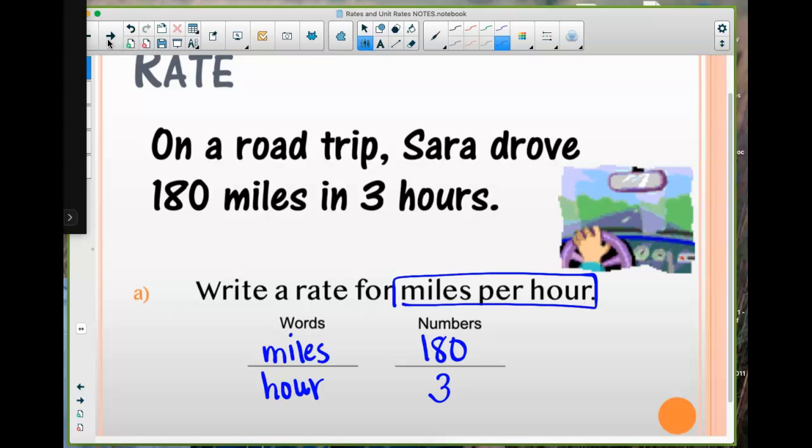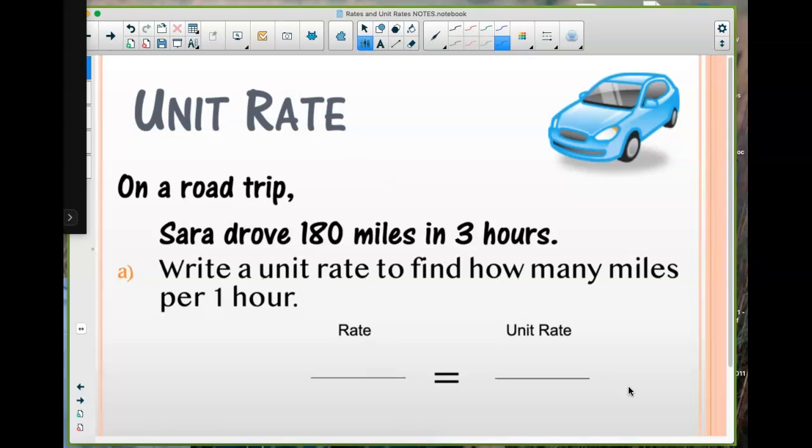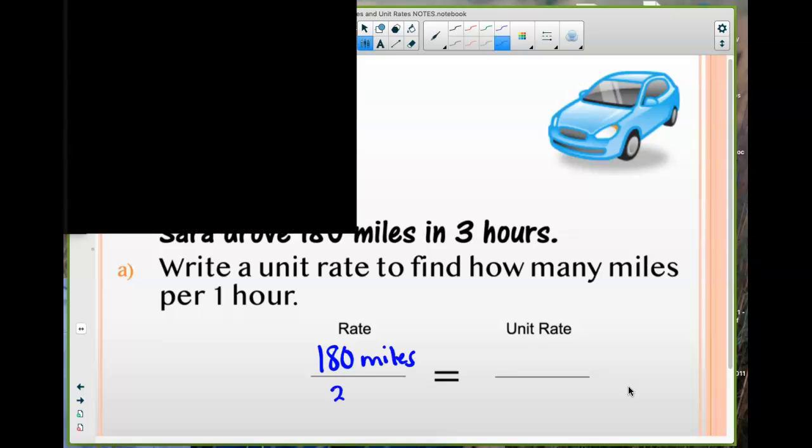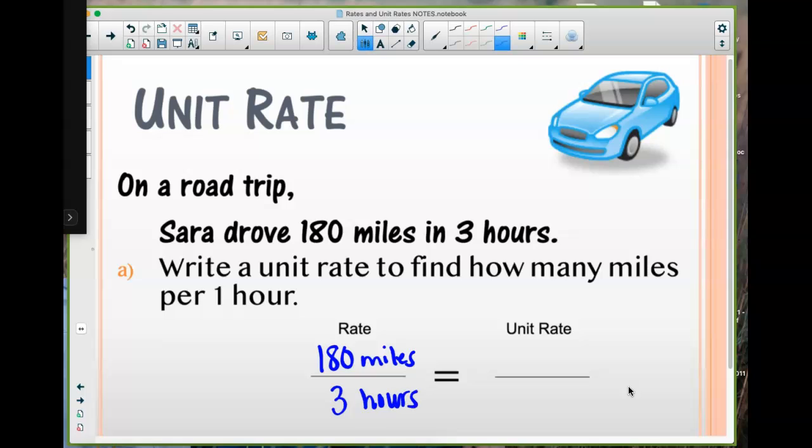Okay, now if I ask you for a unit rate, write a unit rate to find out how many miles per hour. Now I would do 180 miles in 3 hours. The unit rate means we want the bottom number to be 1. So we're going to do 180 divided by 3. You always divide by whatever number's on the bottom. So 180 divided by 3 is 60. 60 miles per hour.